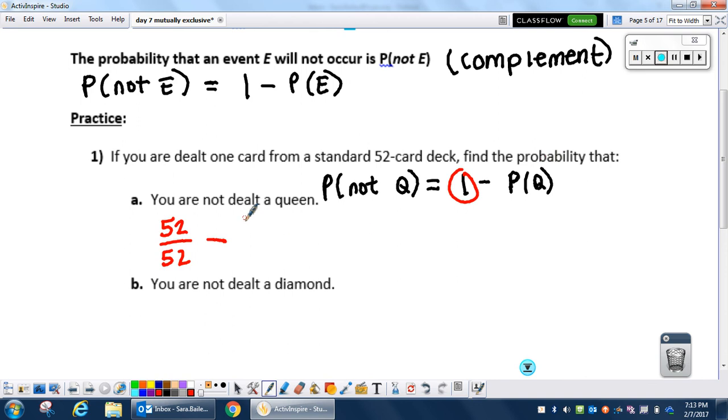So there's 4 queens, so that means you have 4 chances out of 52. And now we can just subtract our denominator. So 4 minus 52, or I'm sorry, 52 minus 4 is 48. So the probability of not getting a queen is 48 over 52, which simplifies to 12 out of 13.